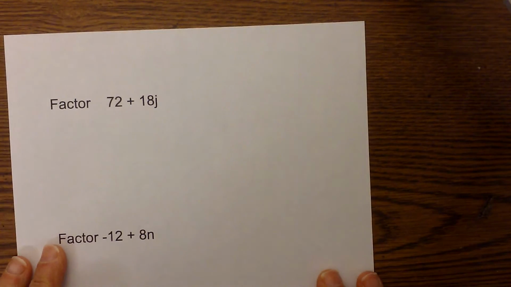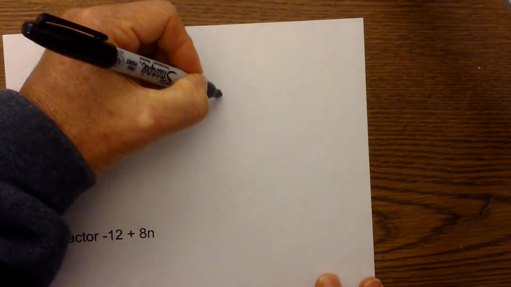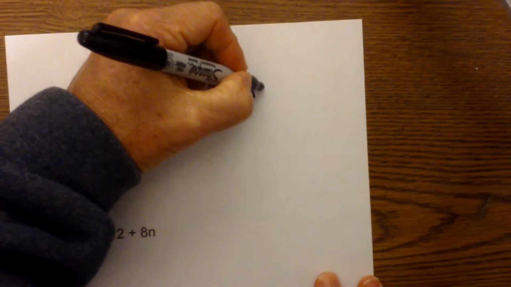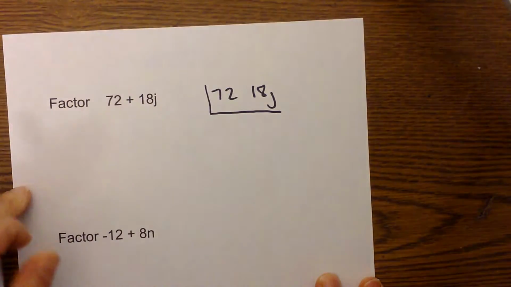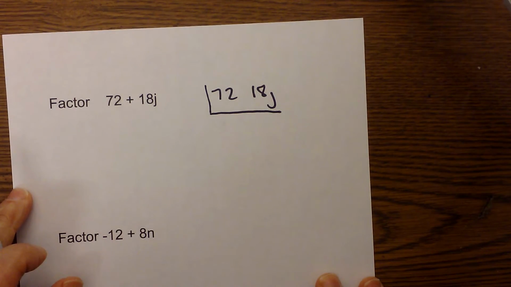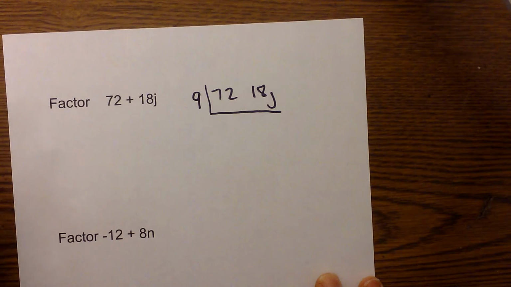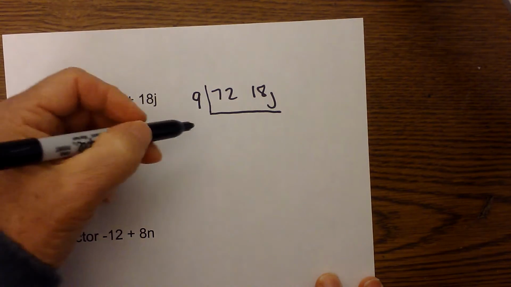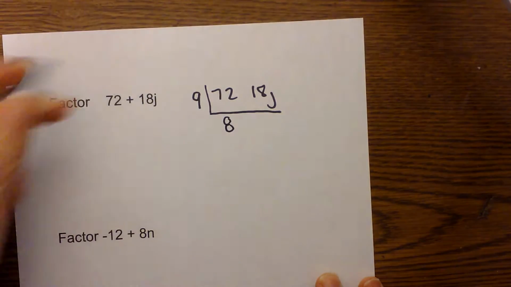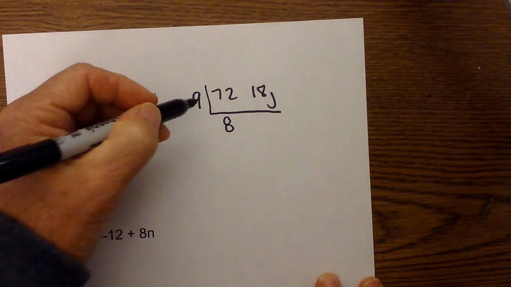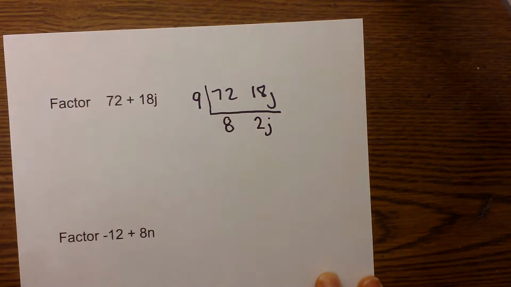It is 72 plus 18j. So I'm going to write 72 and 18j in the sled. And now I know that 9 will go into both of these. So I'll put 9 on the outside. And 9 goes into 72 8 times, and 9 goes into 18j 2j times.